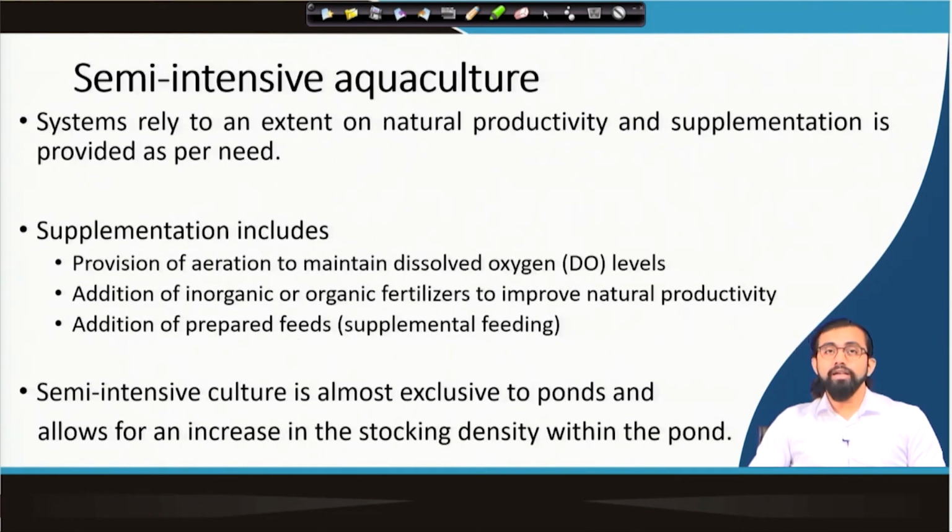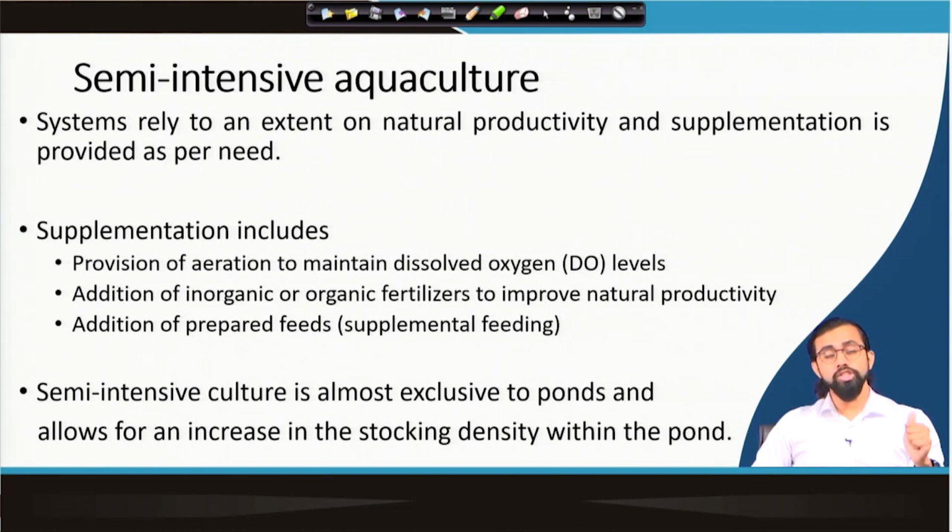The second is the semi-intensive aquaculture. In this particular type of system, it does not rely completely on the natural productivity and supplementation, but it relies up to an extent on natural productivity and supplementations. Additional feeding or additional aeration is provided only if it is needed. In that particular case, we call it a semi-intensive aquaculture system.